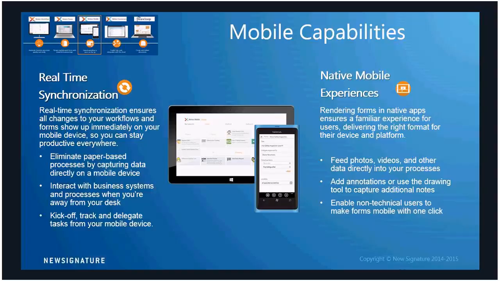Now, that's what we're talking about when we say native mobile experiences. So as part of native mobile experiences, you have the ability to feed photos, videos, add annotations to the drawing, as well as, as an example, if I wanted to add a photo, I could also add specific GPS location trackers to it so that you could see where I was taking that photo at the time.